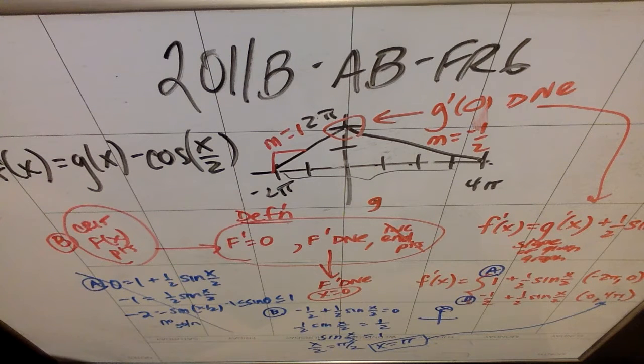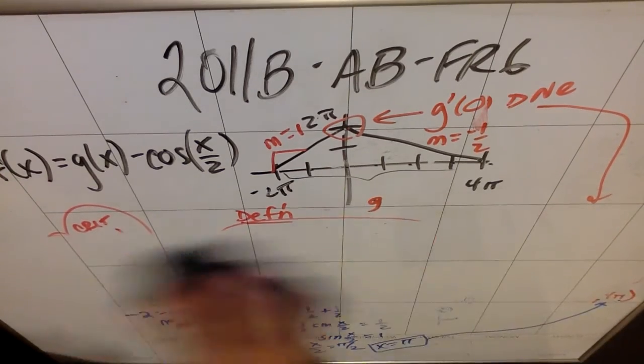So the two critical numbers that I get in part B are 0, where f prime does not exist, and pi, where f prime is equal to 0. So those are the two critical points. Part C.